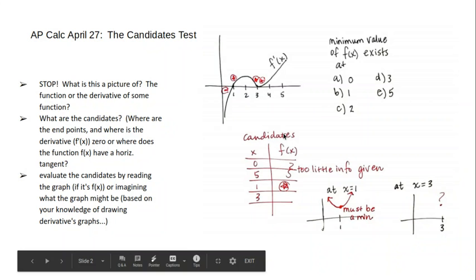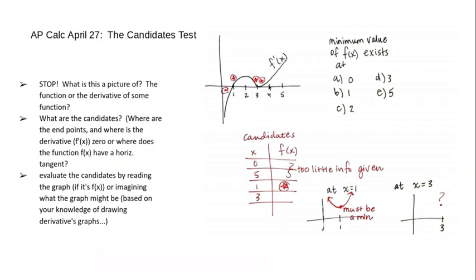And then when I consider the point x equals 3, I don't have enough information here. I'm not going to use that one because I have a plus and a plus there. All right, so that's all I'm going to say about that one. So I would choose B. That's where I think a minimum value exists.